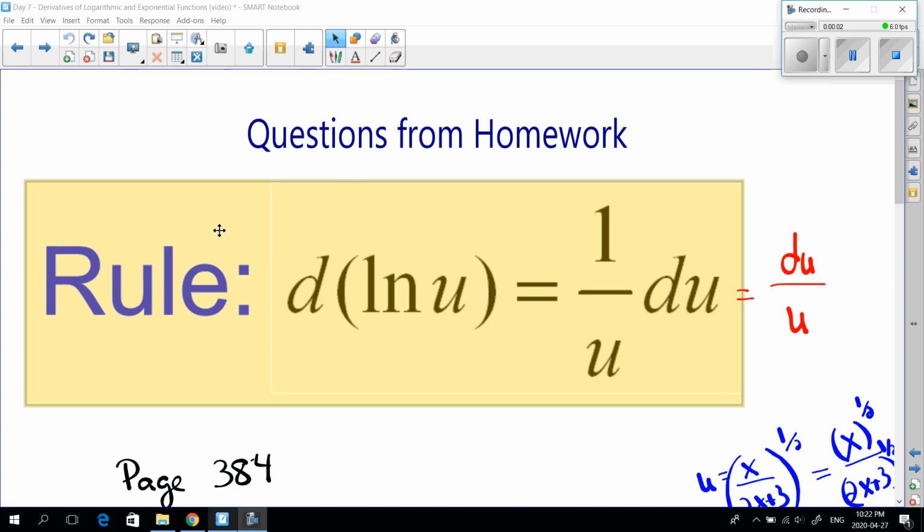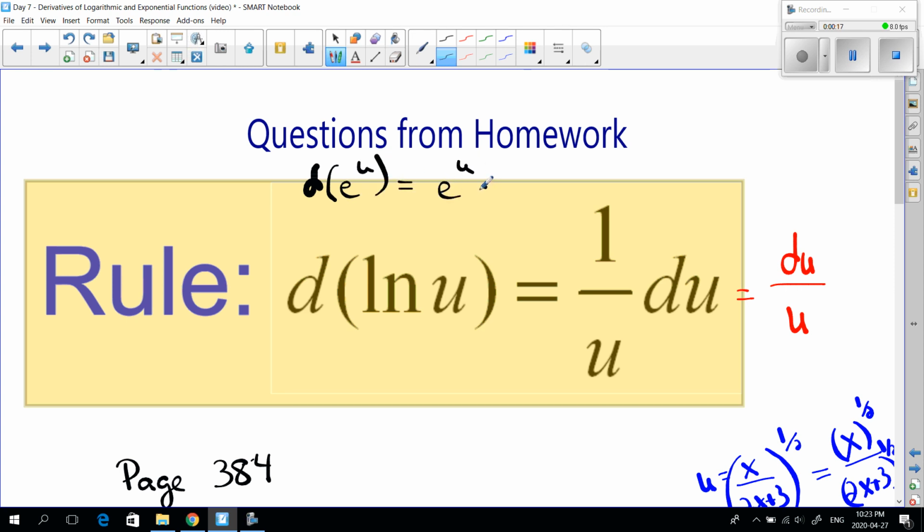All right, so far we've looked at the following rules. We have explored the derivative of e to the u, and it's equal to e to the u times du. And we've also looked at the natural logarithmic function. So the derivative of ln u equals 1 over u times du. So this is an exponential function.